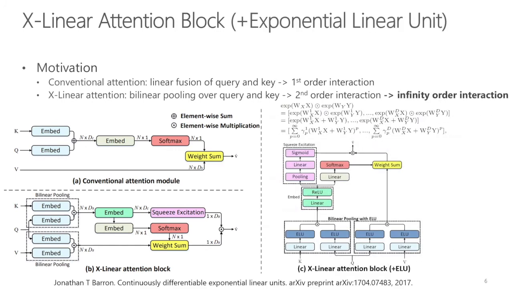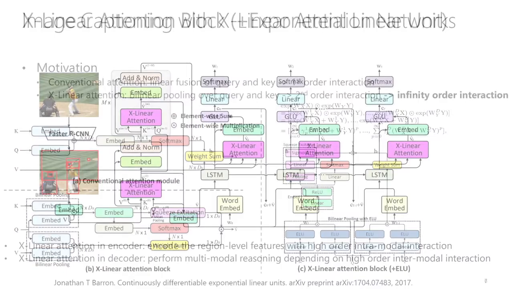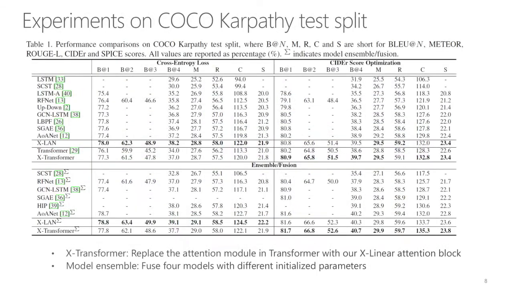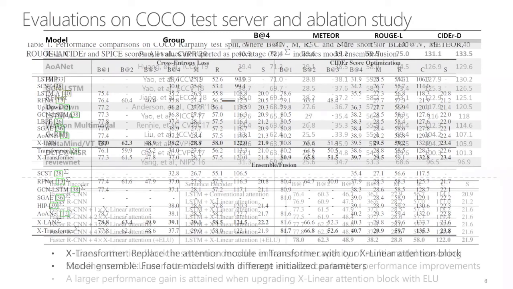Higher and even infinite order feature interactions can be modeled through stacking or equipping the block with the ELU. Furthermore, we also present the X-linear attention network that integrates X-linear blocks into an image encoder and a language decoder. Experiments are conducted on COCO, obtaining to date the best performance.